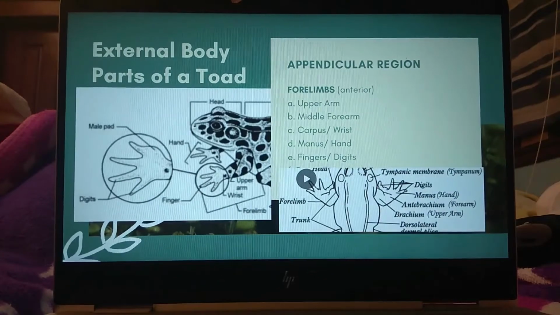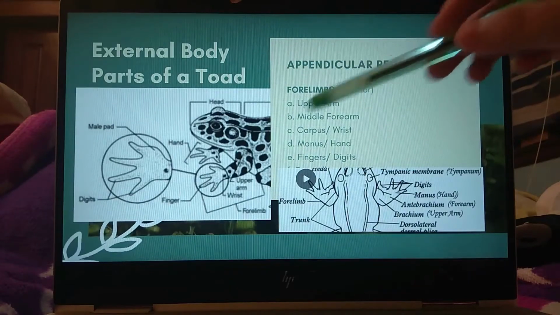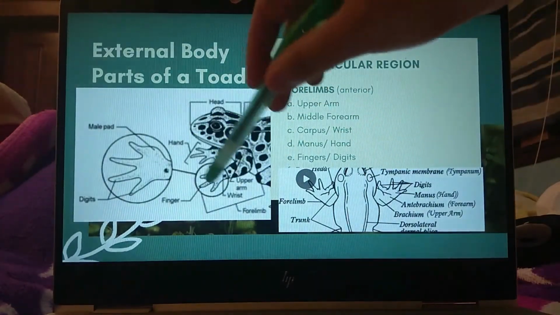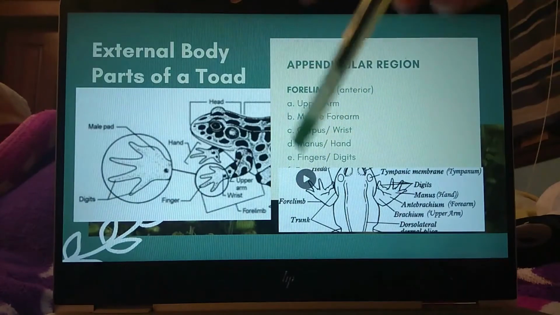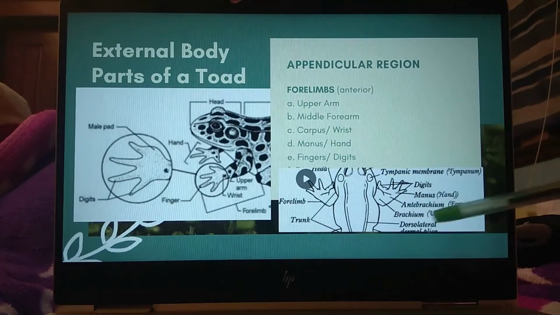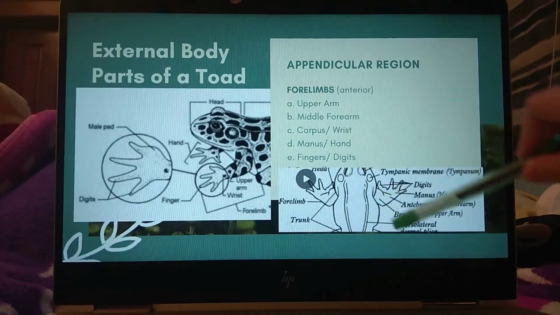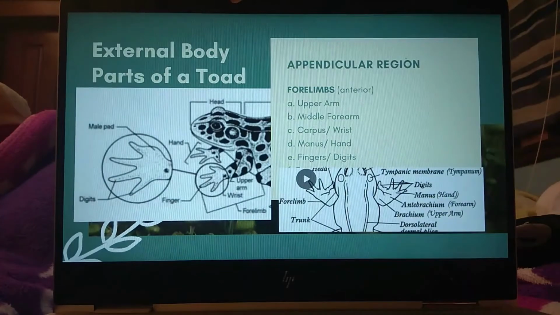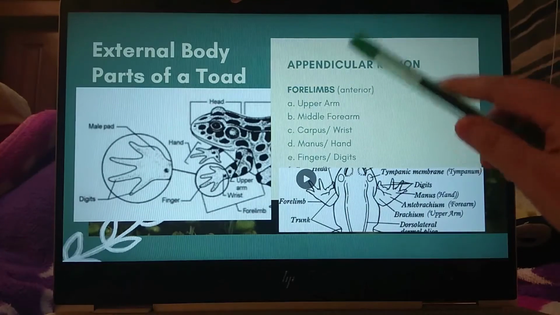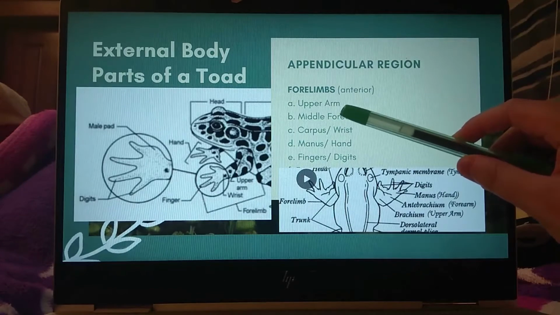So continuing with our forelimbs, the forelimbs are basically the arms of the frog, the two front arms. And so we have the upper arm here. It's also called the brachium. This is the first segment attached to the trunk. And next, we have the middle forearm. This middle forearm is the next segment immediately below the upper arm.